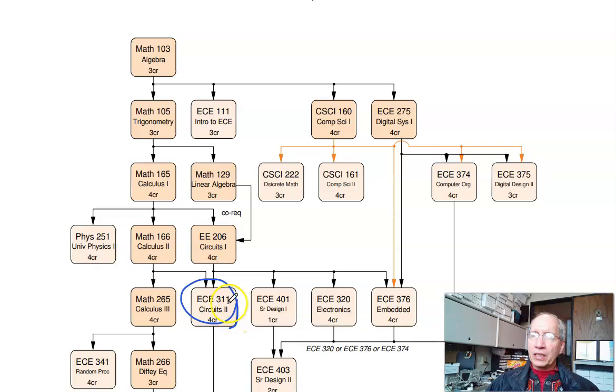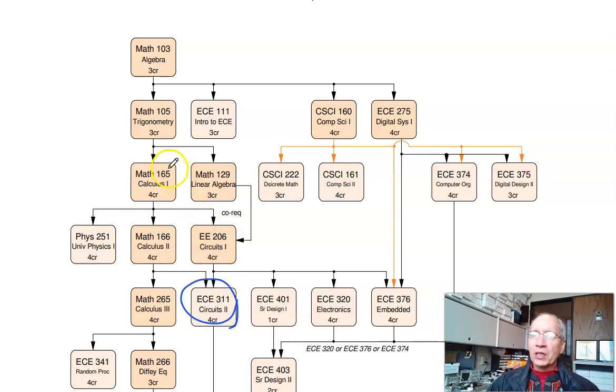What you do in Circuits 2 is kind of pick up where you left off in Circuits 1, but now start adding capacitors. In Circuits 1, you primarily look at resistor circuits, that's steady state. In Circuits 2, you start adding capacitors. Now what capacitors do is they act as integrators. So what I'm going to need to do is set up a differential equation and then solve it.